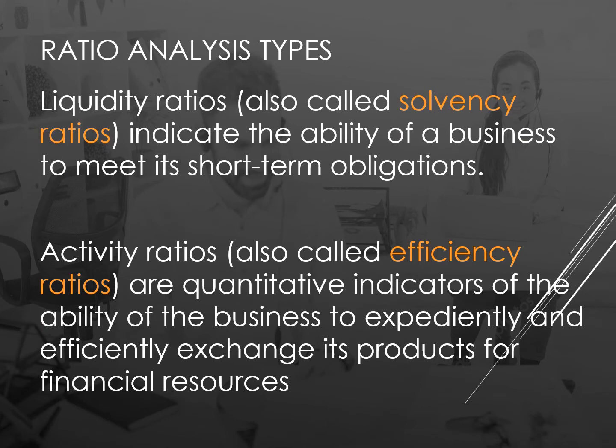Okay, so liquidity ratios. They're also called solvency ratios. They indicate the ability of a business to meet its short-term obligations. Then we can also look at activity ratios, which are sometimes called efficiency ratios, and they're quantitative indicators of the ability of the business to expediently and efficiently exchange its products for financial resources. So how fast they can become liquid.